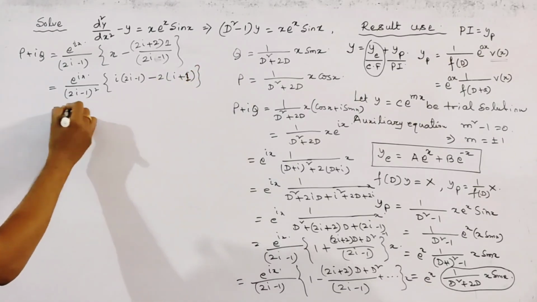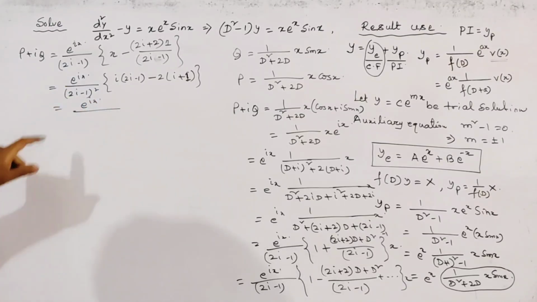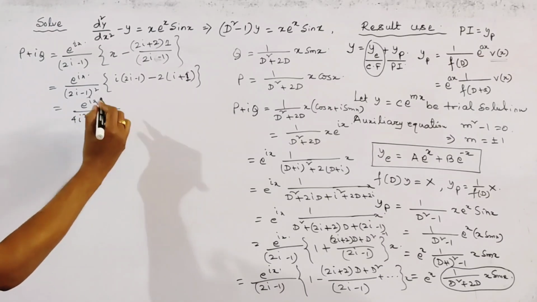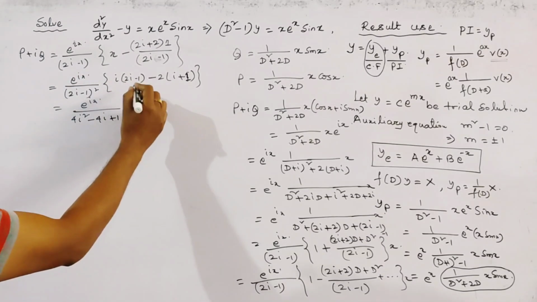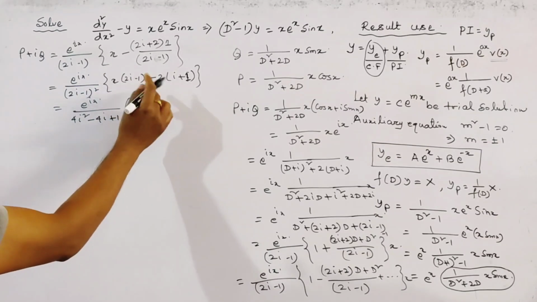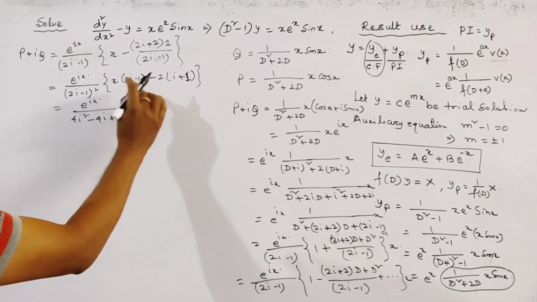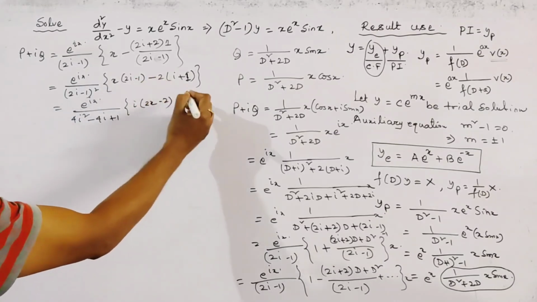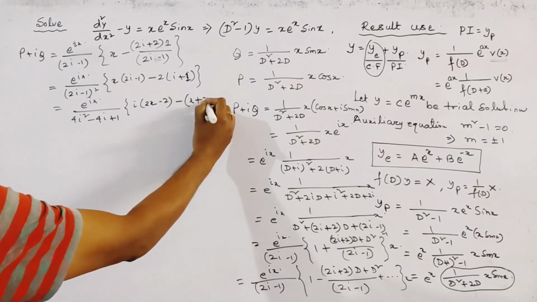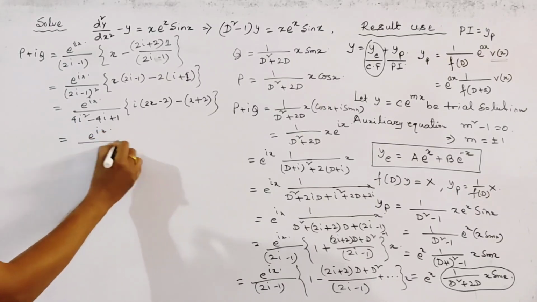1). Okay, so this is given by e to the power ix by, expanding this square, we get 4i square minus 4i plus 1 into, sorry, this is not i, this is x. We take common i from here, we get (2x minus 2), and write the other term, this is (x plus 2).